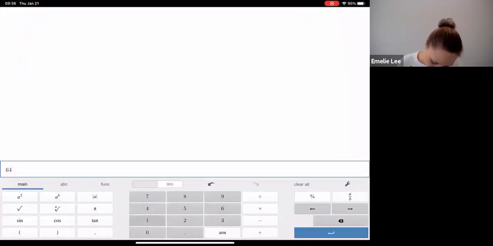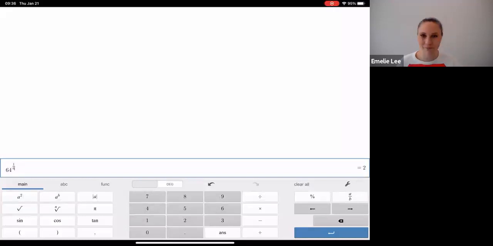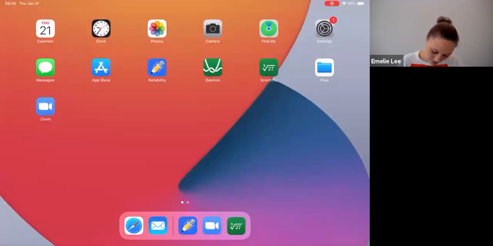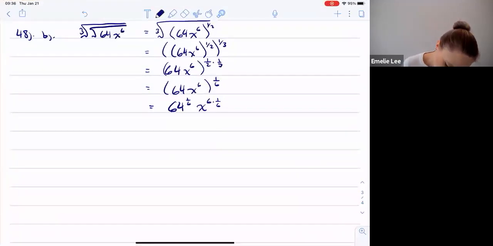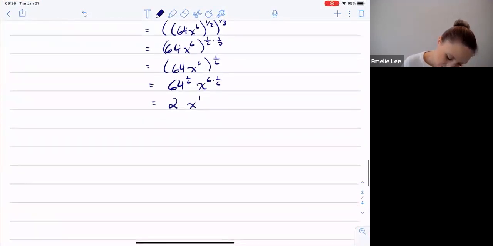64 to the power of 1/6 becomes a nice, easy 2. So that's great, so I'm going to use that, times x to the power of 1. 6 times 1/6 is 1, so it just becomes 2x.